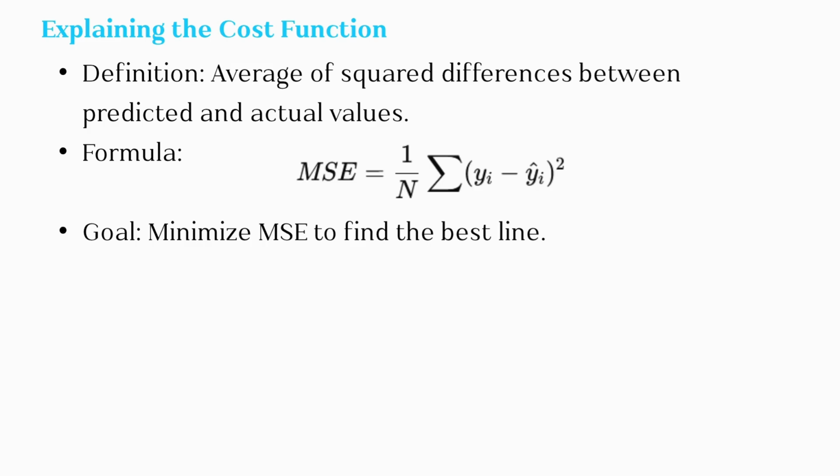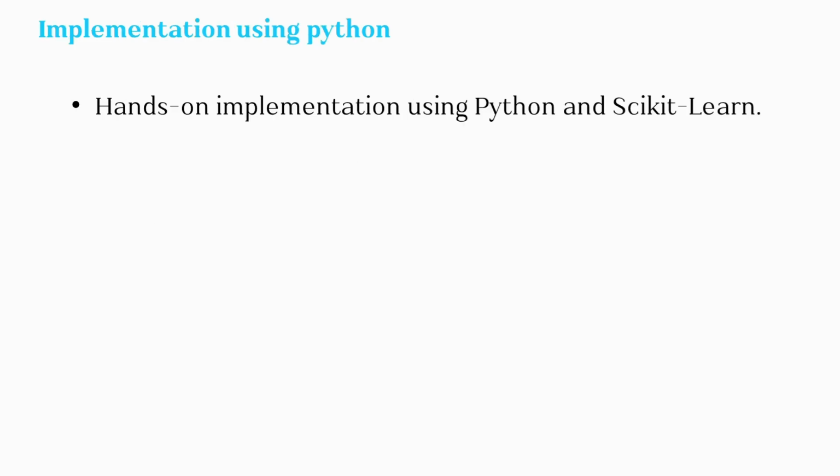Let's move on to a practical example to see how these concepts come to life. We'll walk through a data set, apply linear regression, and interpret the results. Now that we've covered the theory, let's move on to the practical part, implementing linear regression using scikit-learn in Python.